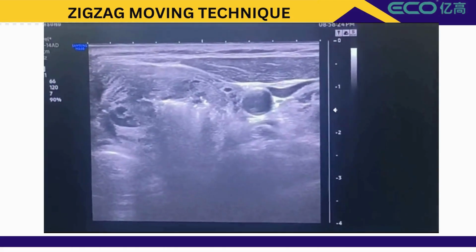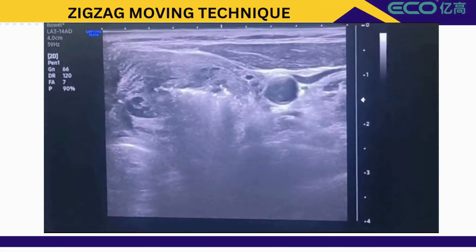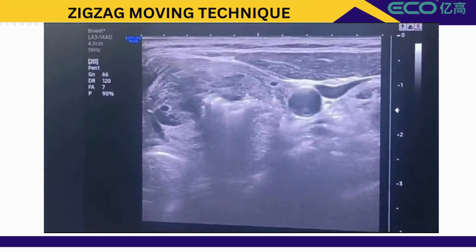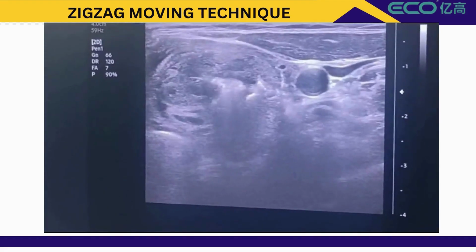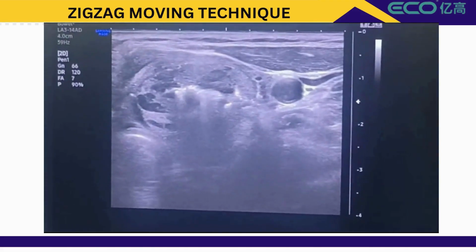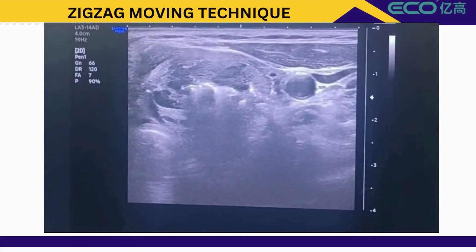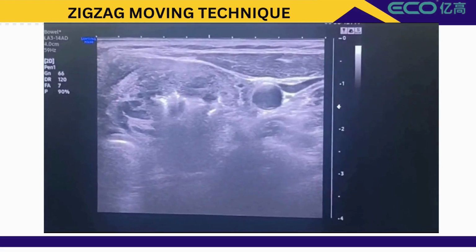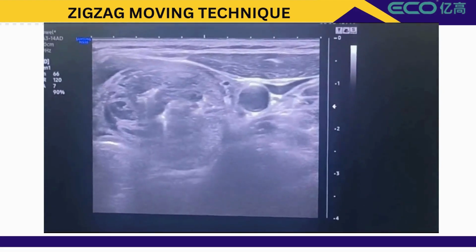So this zigzag movement has less recurrence and less regrowth. That will complete 360 degrees, all angles, all borders, all directions. So there is a new concept, a new technique called the zigzag maneuver technique, and it has good efficacy and good effective monitoring. You can see this.